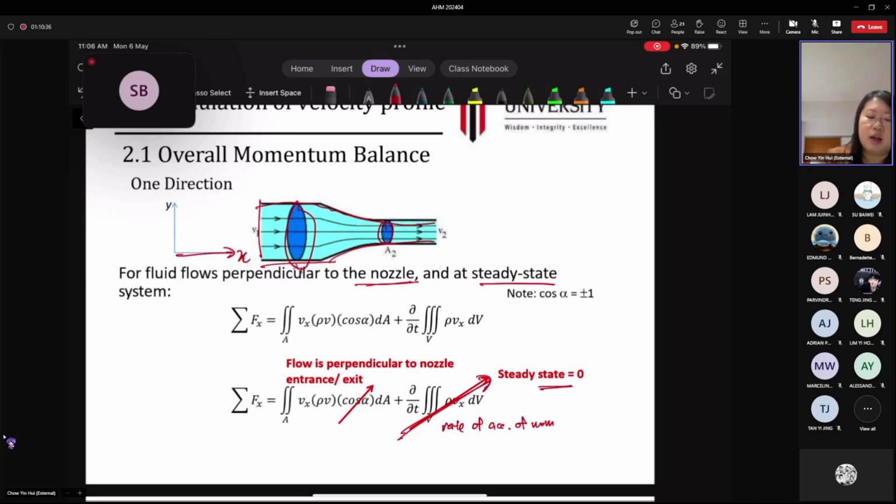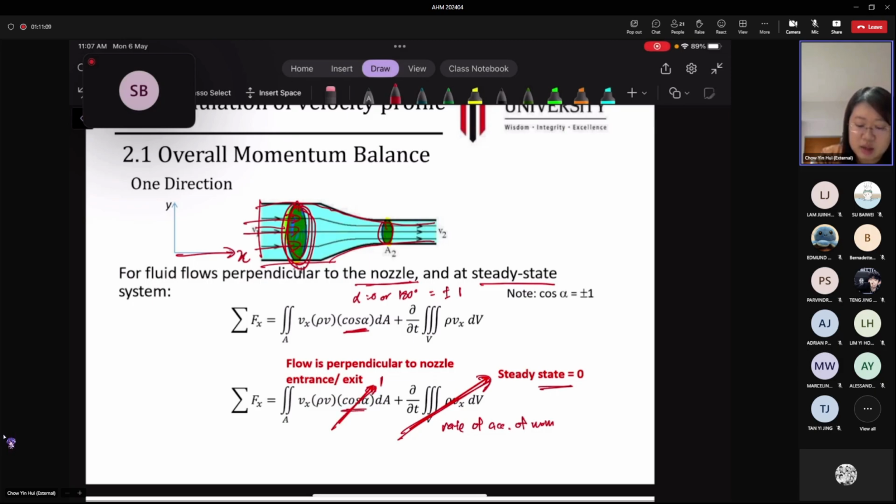Now in this case, if you look at this area here, the fluid flow is in the direction perpendicular to the cross-sectional area, instead of the one just now, where the fluid flow is inclined. If it's perpendicular, cos alpha, when alpha equals 0 or 180 degrees, equals plus or minus 1. So that's why this term here goes to 1.